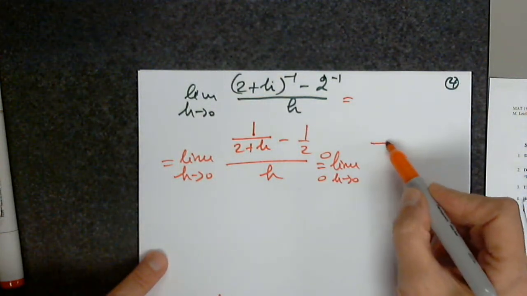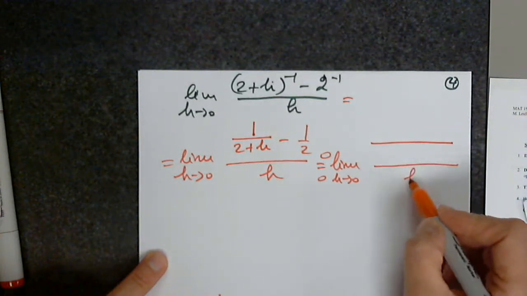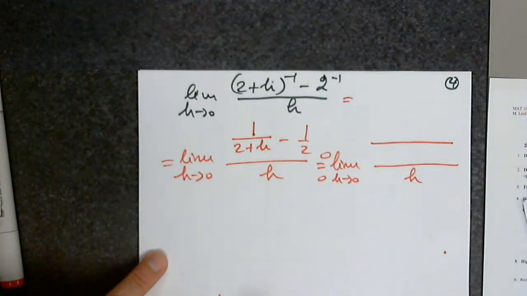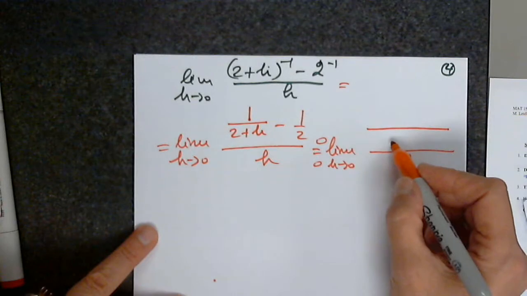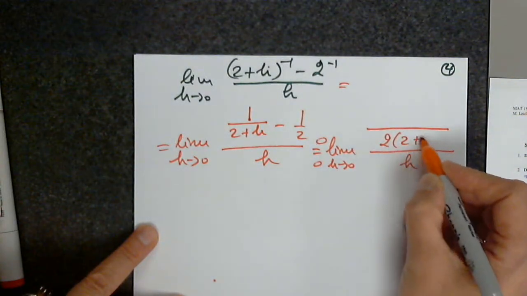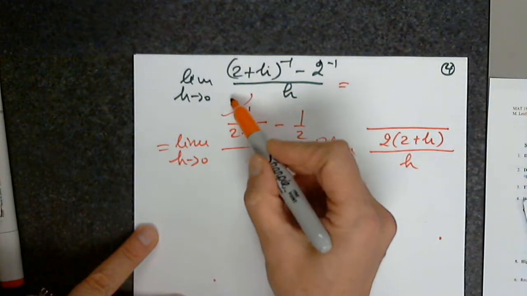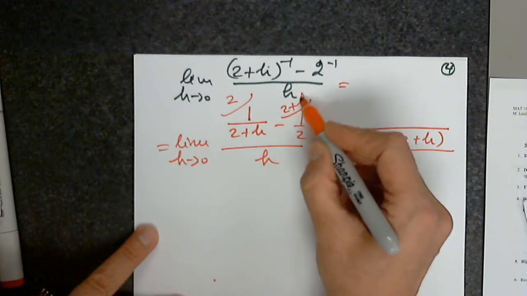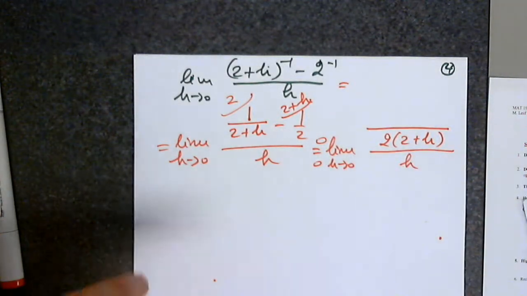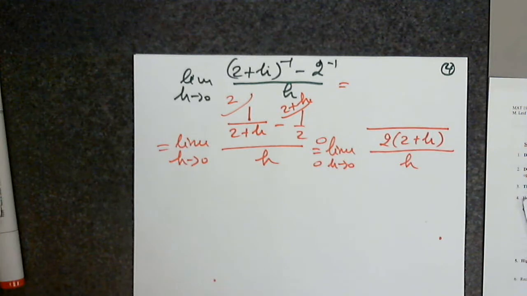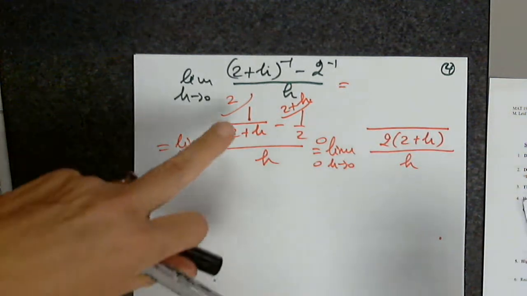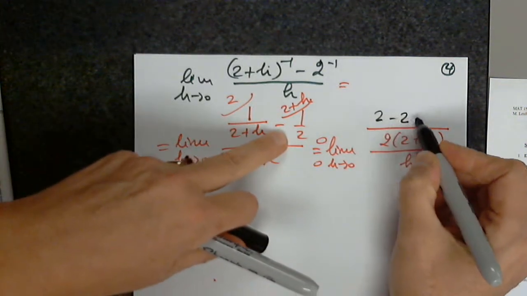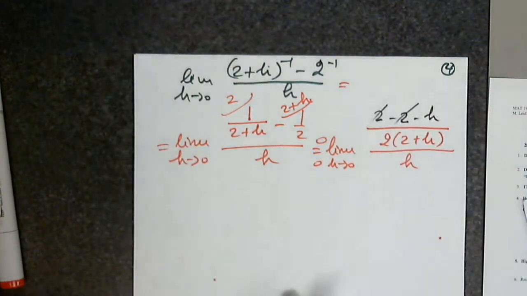Try and find the common denominator. Exactly. I have to find the least common denominator in the numerator, which is 2 times 2 plus h, very good. It has to be the product of the two. This one needs a 2, and this one needs a 2 plus h. What about the top then? What do we get at the top? Negative h, indeed, 2 minus 2 plus h.